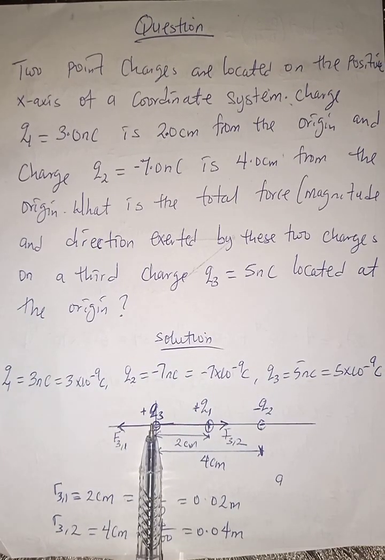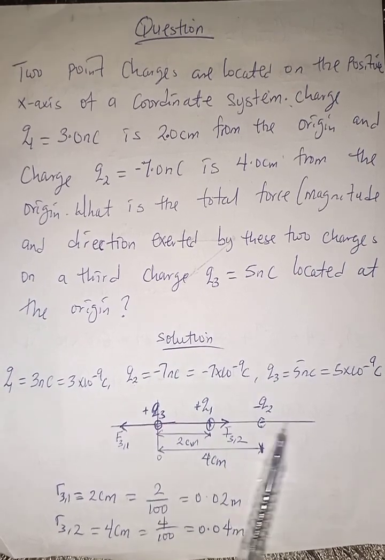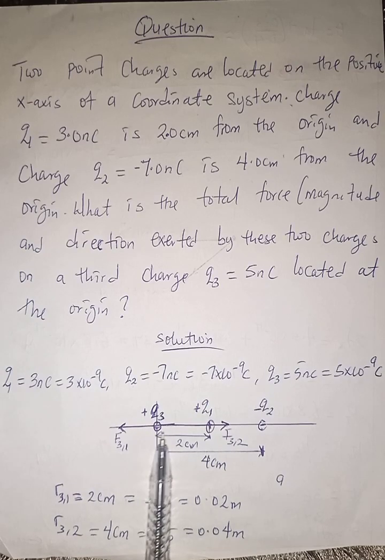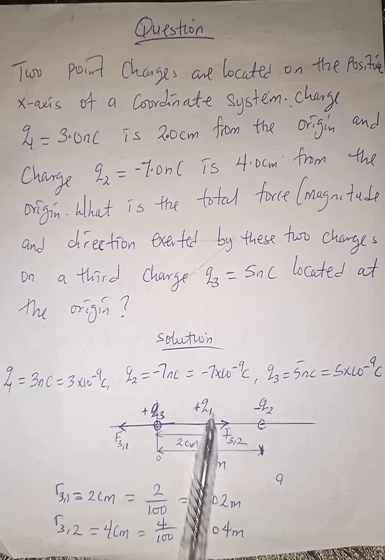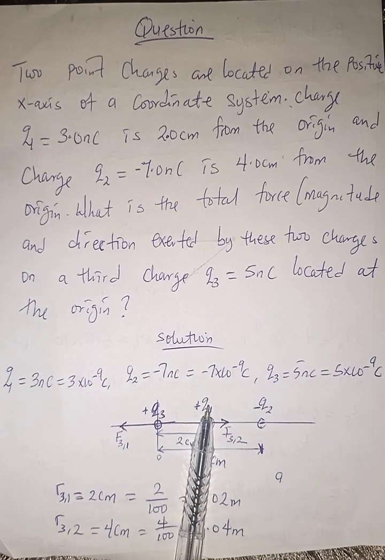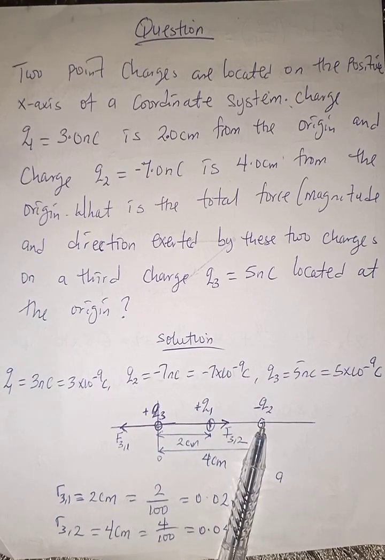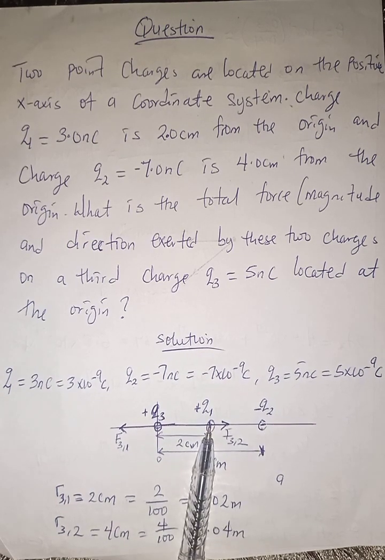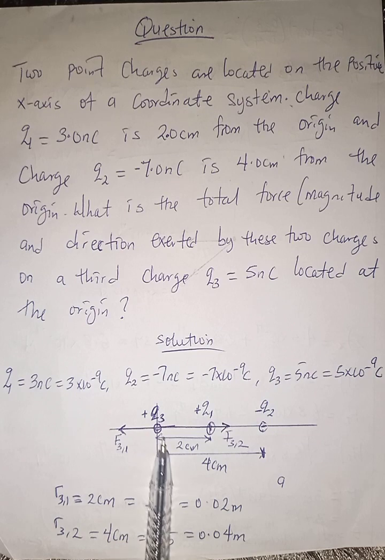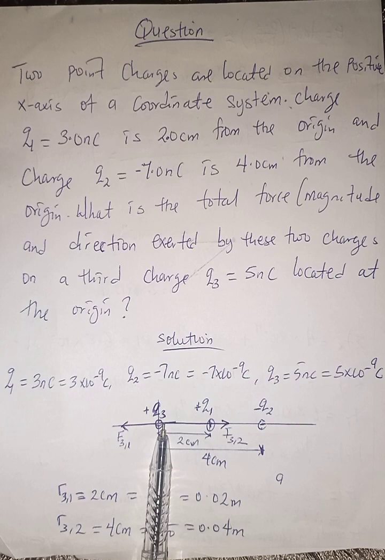So we are going to work with the positive x-axis. Positive means the right hand side of the x-axis. You measure 2 cm from the origin and place your Q1 there, then measure 4 cm from the origin and place your Q2 there. Remember, Q1 is positive, Q2 is negative. The question asks what force these two charges exert on the third charge, Q3, so I place my Q3 at the origin.